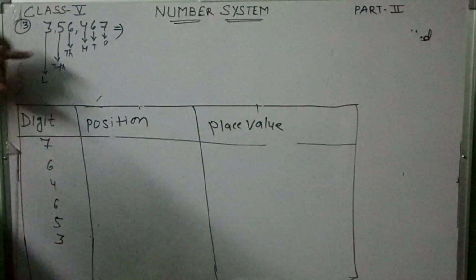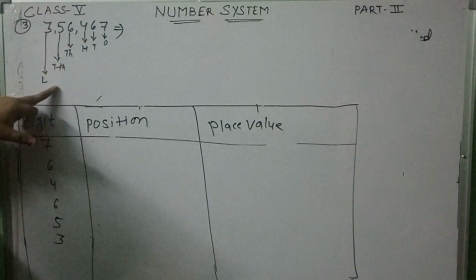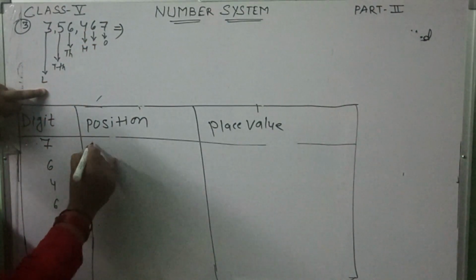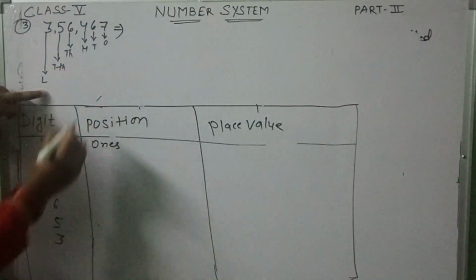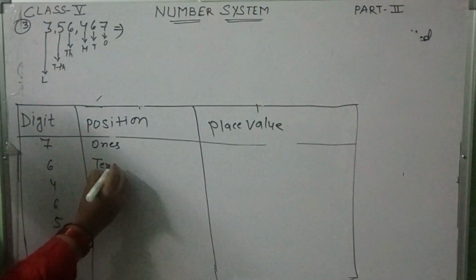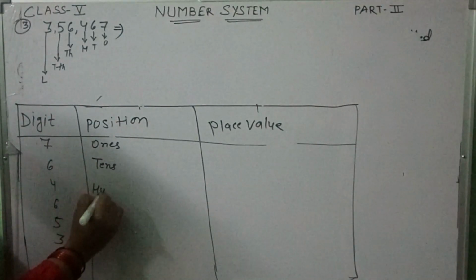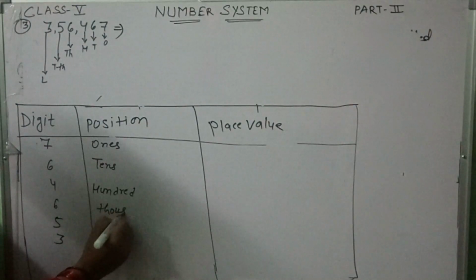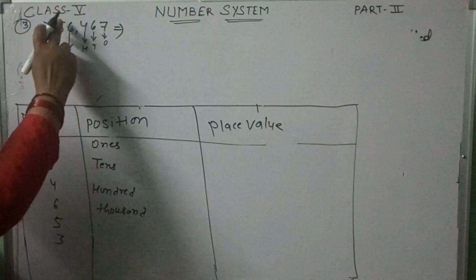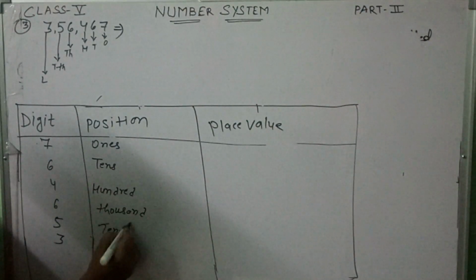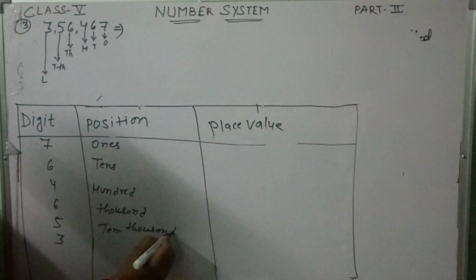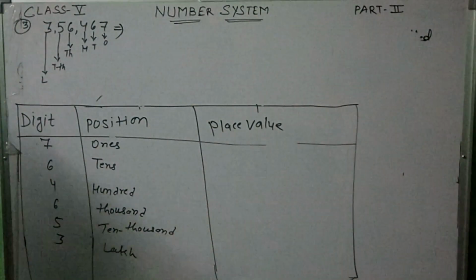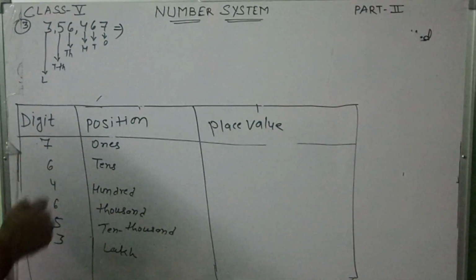Okay. And after that we have to write the position. I already wrote it in the rough. This one is the position of the given number. 7. 7 position is ones. We write ones. 6 position is tens. 4 position is 100. 6 position is 1000. Then 5 position is 10,000. Okay. Then 3 position is lakh. Now I have written here the digit and position.